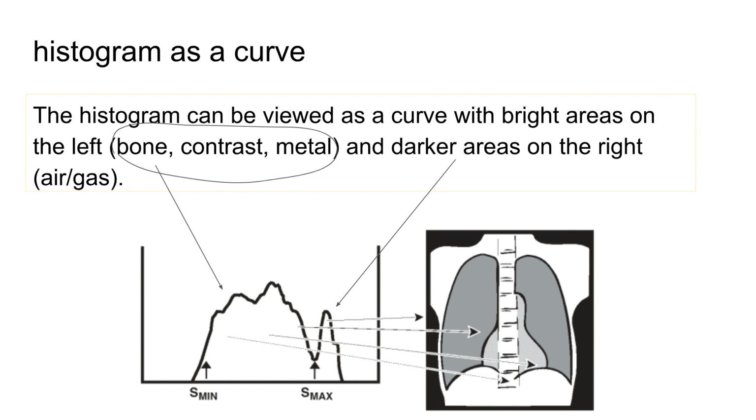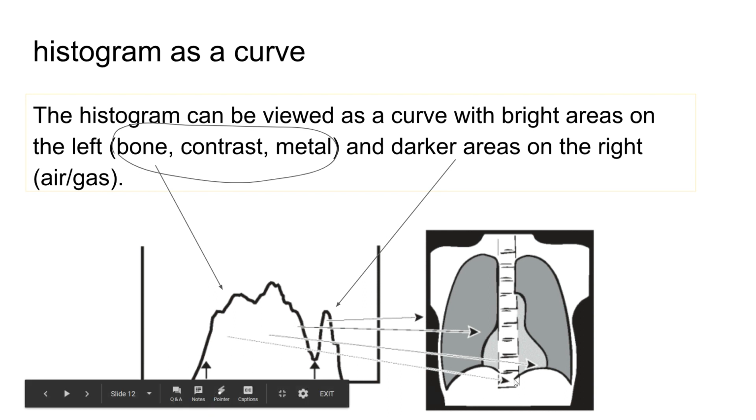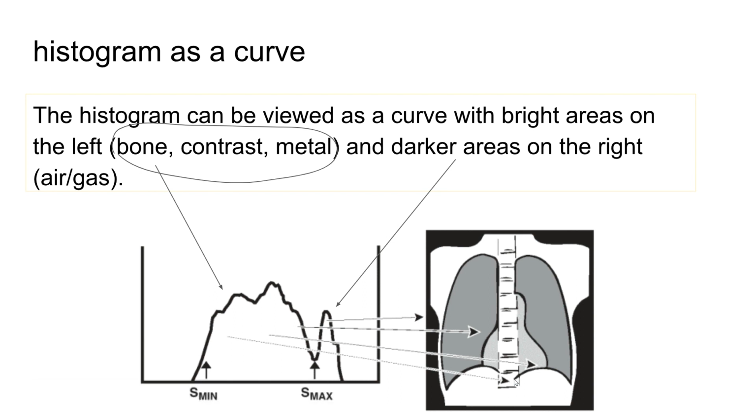So we're going from lighter areas on the left, darker on the right. For example, here we have a very bright area, which represents one of the T-spine vertebra. So it's linked towards the left side of the histogram.